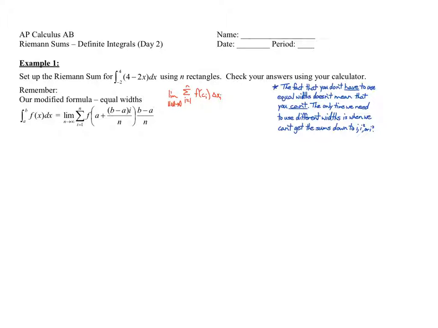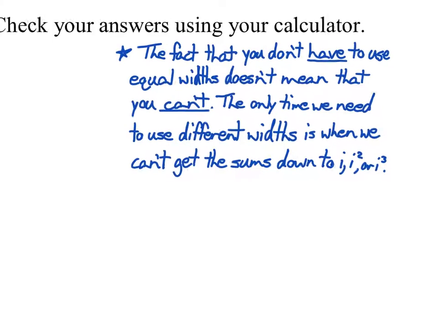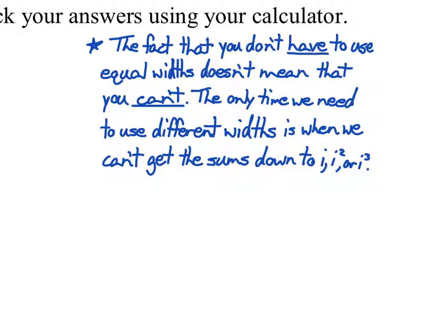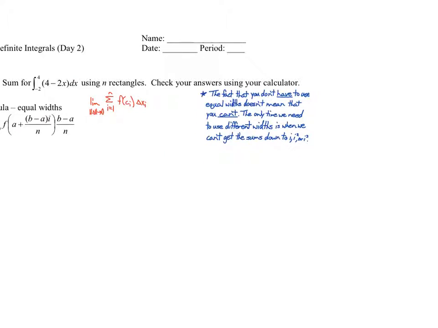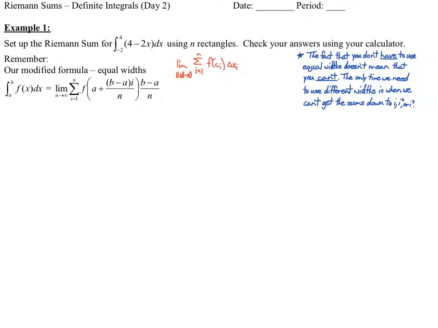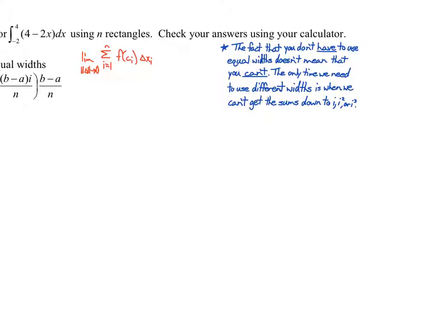Before we were given a function, we were given an interval. Now we're given a definite integral to find. And here we're going to use even subintervals, because the only time we need to use different widths is when we can't get the sums down to I squared or I cubed. Then you have to get creative. Now this one says check using a calculator, but we can actually check our answer using geometry. Don't we know more than I squared and I cubed? We know constants. There might be some formulas out there, but we only learned I squared and I cubed.